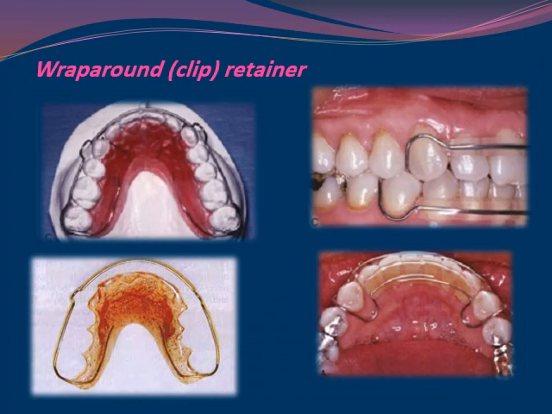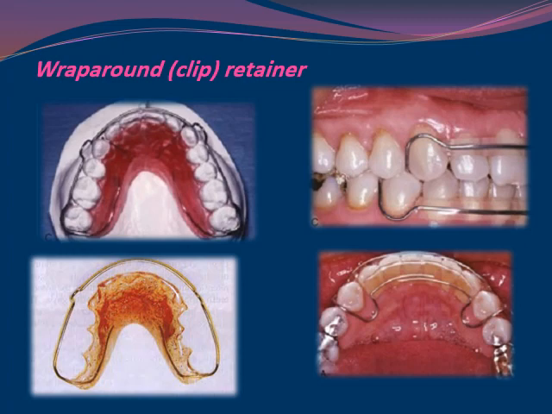The other type of removable retainers is wrap-around retainer. It is a wire framework that surrounds all the erupted teeth labially and lingually, and this wire is embedded in an acrylic strip. As we see in this figure, this is a wrap-around retainer that surrounds all teeth labially and lingually. Usually, this retainer is used in stabilizing periodontally weak teeth.